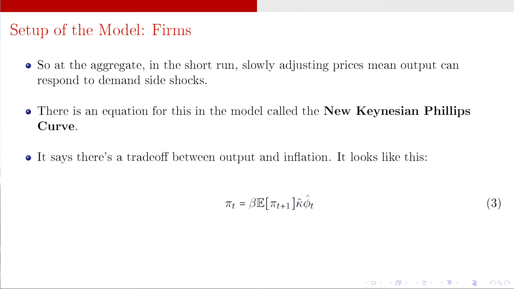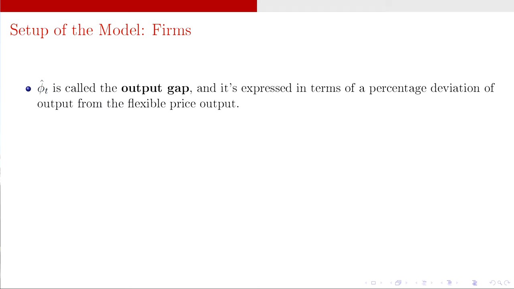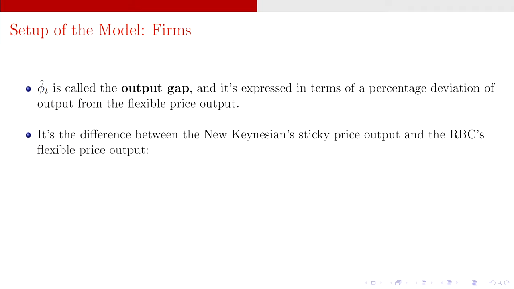And you're probably like, oh my God, dude, I thought you said you were going to give us less math. Well, yeah, it looks like a ton of math. So let's play around with some of this to get it to make more sense. I've got π_t equals β times the expectation of π_{t+1}, which is expected inflation, plus κ times θ̂_t. Let's start with what this θ̂_t is. This is what's known as the output gap, and it's expressed as a percentage deviation of output from the flexible price output. It's ultimately the difference between the New Keynesian sticky price output and the real business cycle model's flexible price output. So this θ̂_t is equal to γ, which we'll get into in a second, times ŷ_t, the New Keynesian sticky price output, minus ŷ_t^f, the real business cycle model's flexible price output.